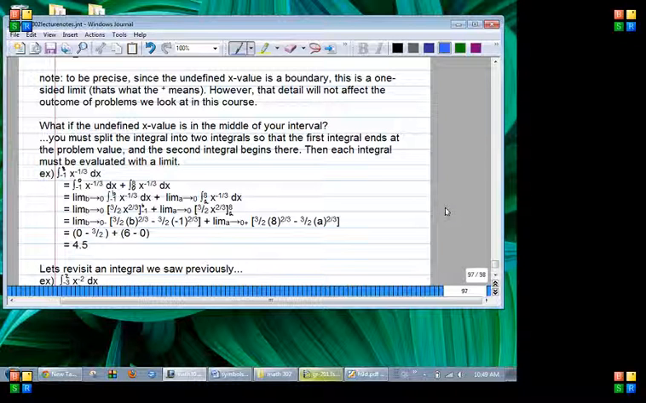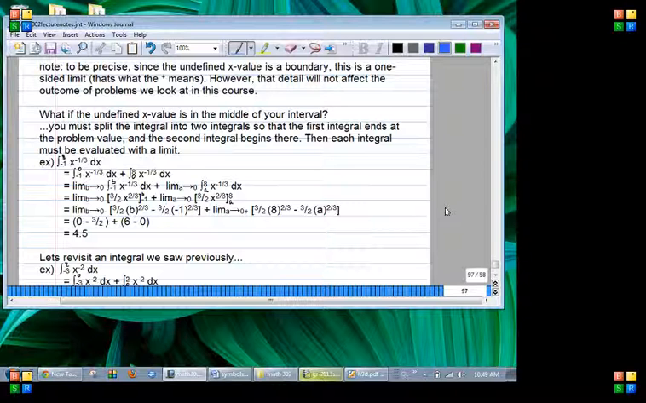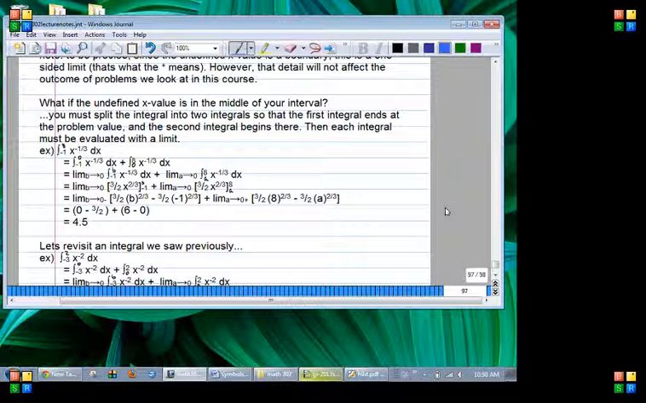Now we're going to see that we have the actual mathematical machinery to deal with this problem. So how do we do this? -3 to 0 and 0 to 2. Right. We've got to split it up. So the integral, because the problem value, the value where it's undefined, is at x equals 0, so you split it up there. Integral from -3 to 0, x to the -2, and then plus the integral from 0 to 2, x to the -2. And then you convert it to limits at the undefined value.